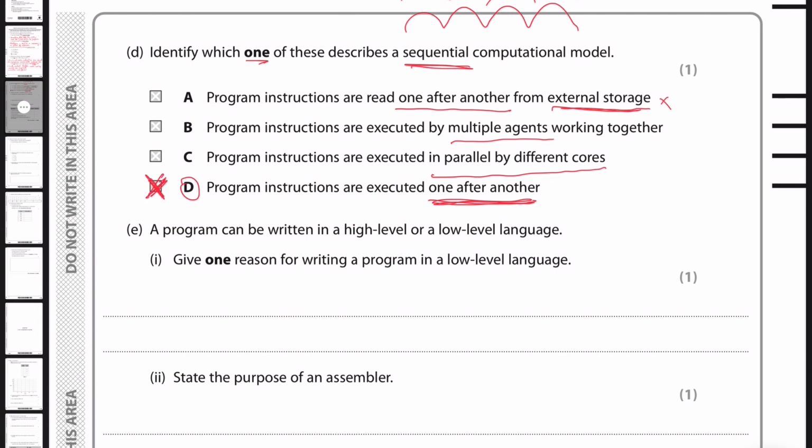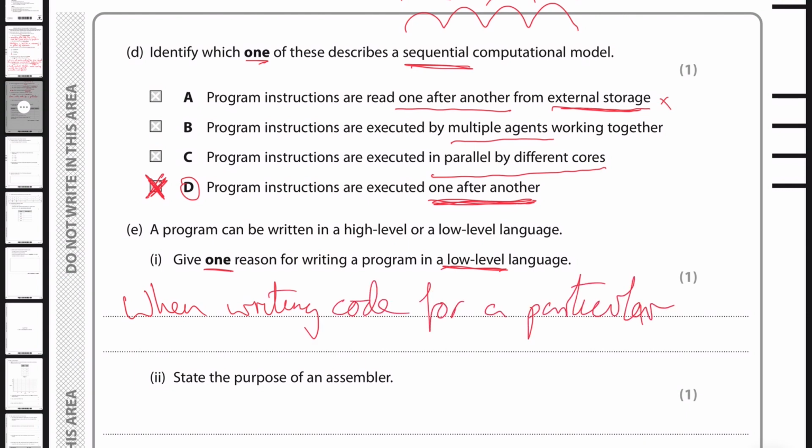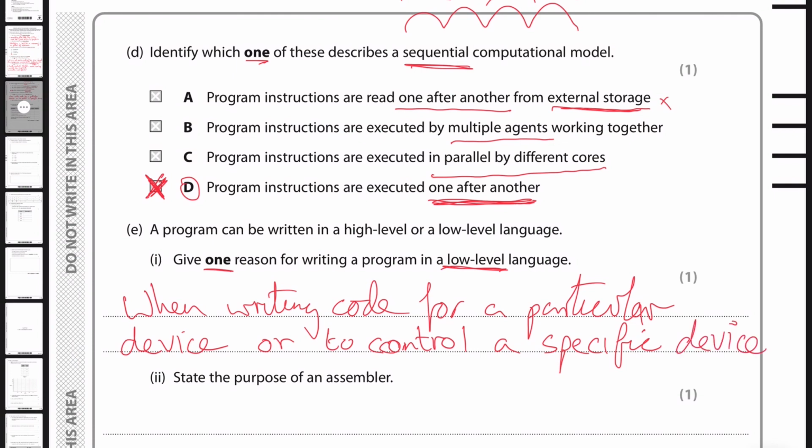A program can be written in high-level or low-level language. Give one reason for writing a program in low-level language. We're talking here about machine code. Machine code is used when writing code for a particular device, not for a general purpose computer. So that is what I'd write. There are others, or to control a specific device.